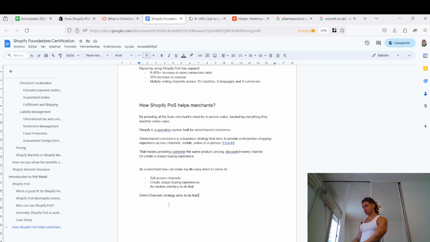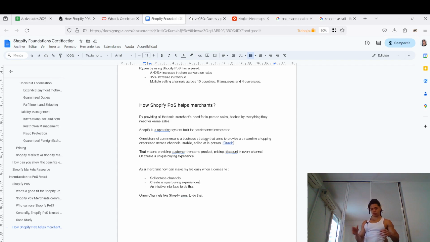Omni-channels, like Shopify, aim to do that. Interesting. Very, very interesting, because that's the reason why they're telling you this.